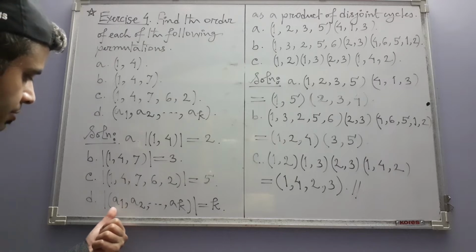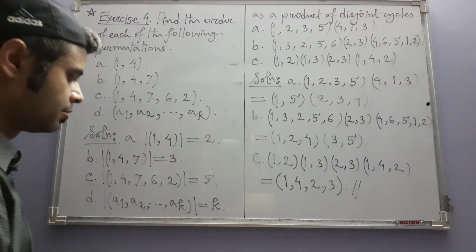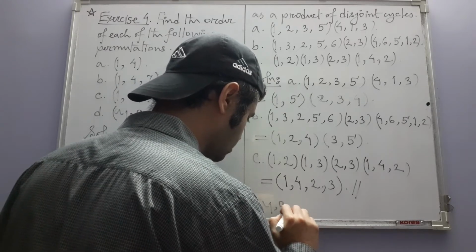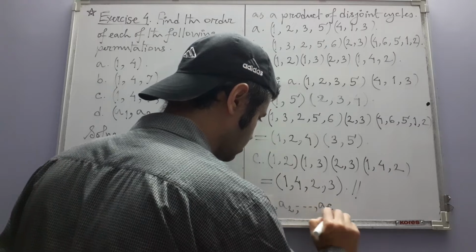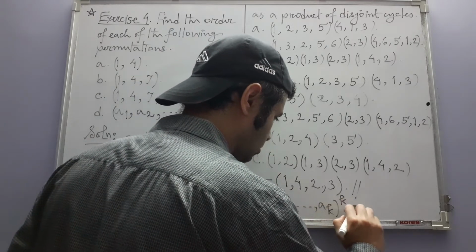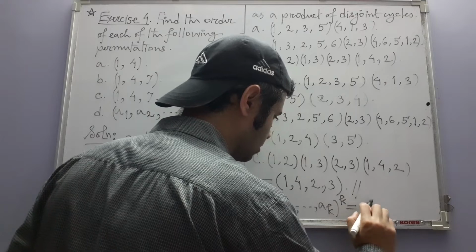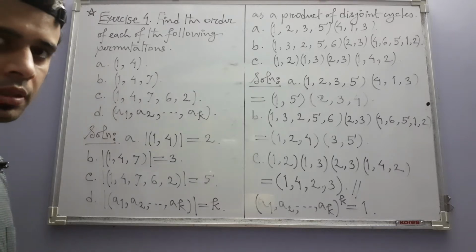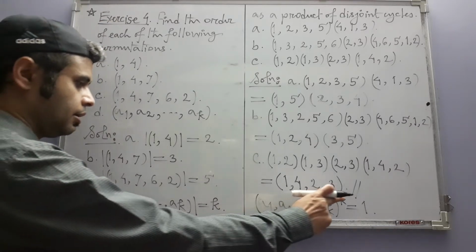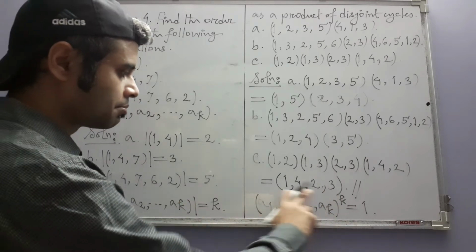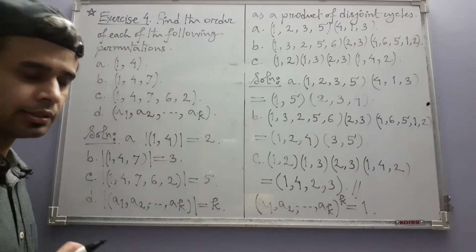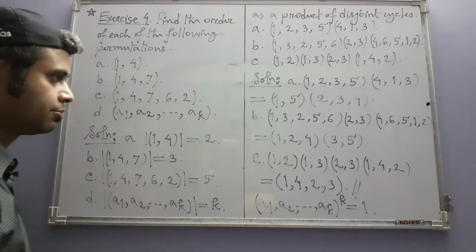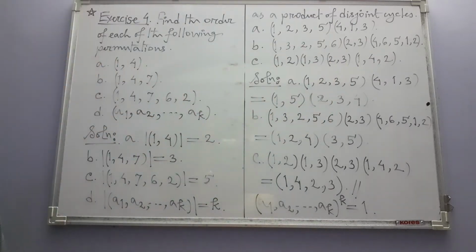Keep that in mind. So that is why you have to find the kth power of this in order to get the identity in the permutation group. Any positive exponent smaller than k will not give you the identity. For example, let us consider this one, 1, 4, 7, then it will become clear.